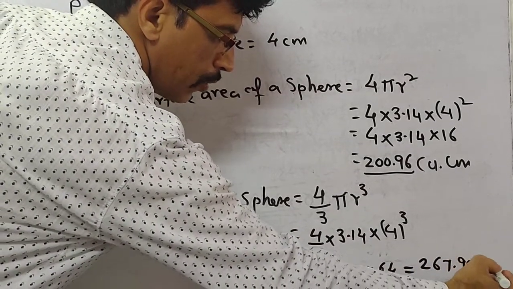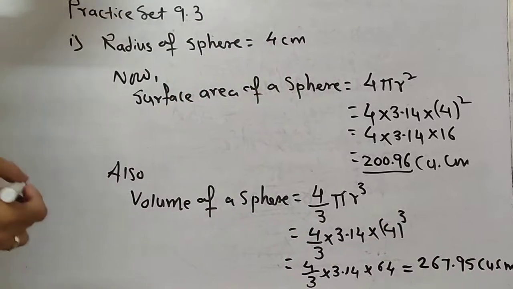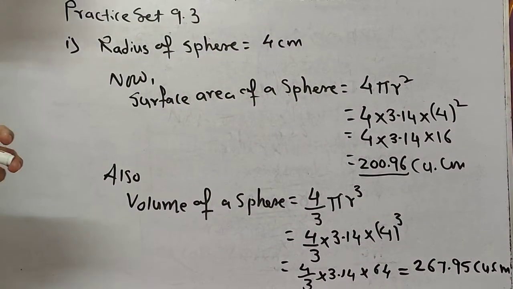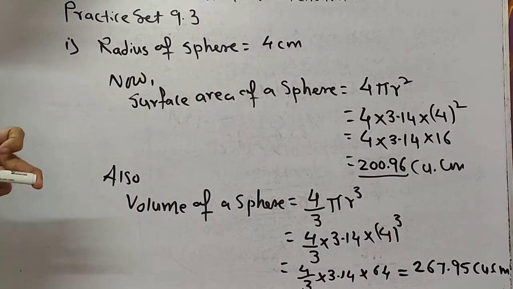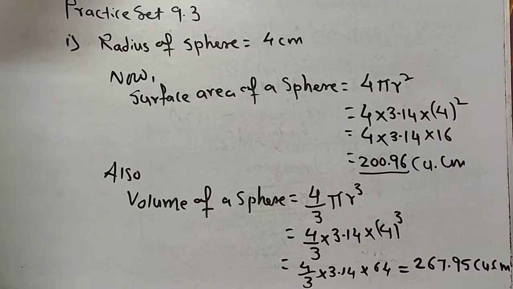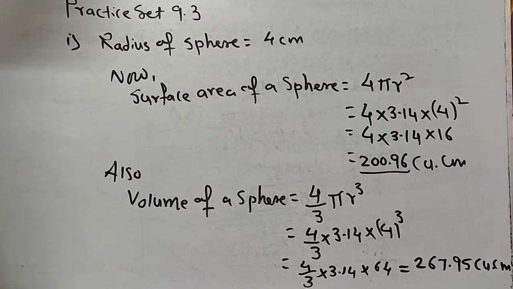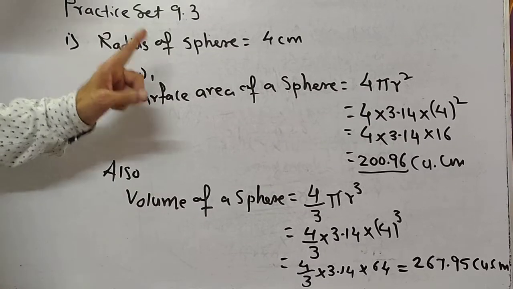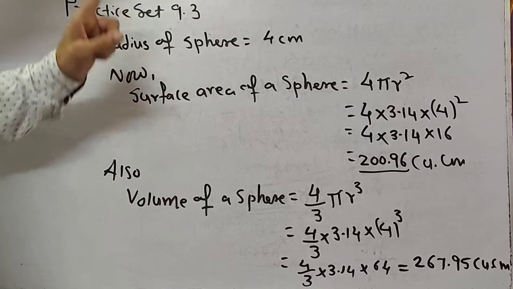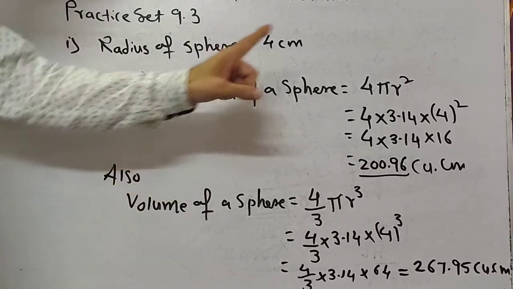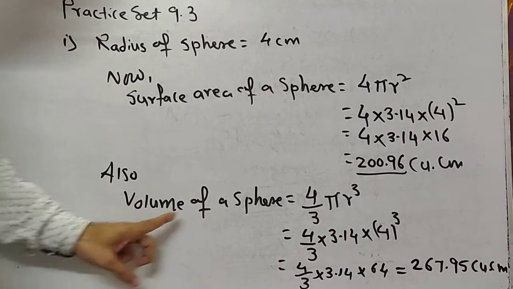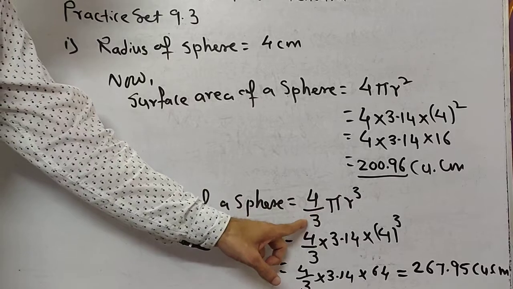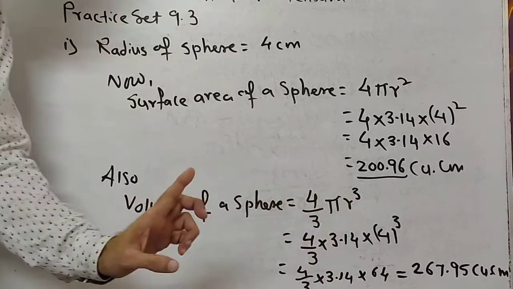267.95 cubic centimeter. Okay, so for all the 3 sums, there are 2 more sums, whose radius is 9 centimeter and 3.5 centimeter. So the 2 more sums are the same as this. You have to use the formula. Okay, surface area of a sphere is 4 pi r square, volume of a sphere is 4/3 pi r cube.